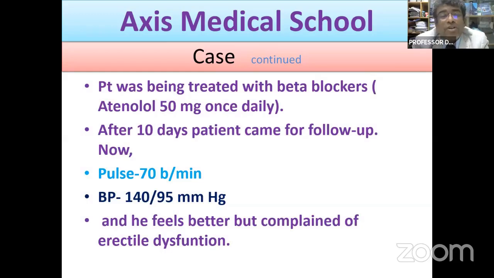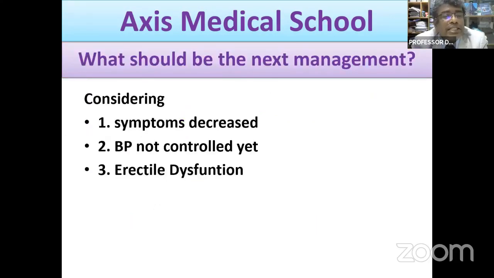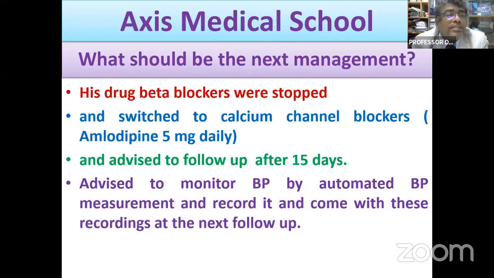And also, as the patient has erectile dysfunction, though his blood pressure and pulse are reduced, we should now withdraw this beta blocker. So what should the next management be? Considering the symptoms decreased, BP not controlled yet, and the patient suffering from erectile dysfunction, we have to avoid the beta blocker in this particular patient. Then what should be the next choice? The beta blocker is stopped, and he is switched to a calcium channel blocker like amlodipine, advised to follow up after 2 or 3 weeks, and to monitor his blood pressure with an automated blood pressure measurement technique.